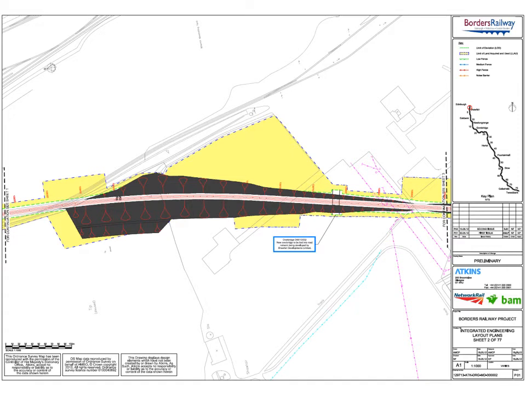So what I'd first like to do is show you some integrated engineering layout plans and aerial plans of the Borders Railway. Now, as you can imagine, this is a huge project, and you can see from this drawing that it's sheet 2 of 77 drawings.